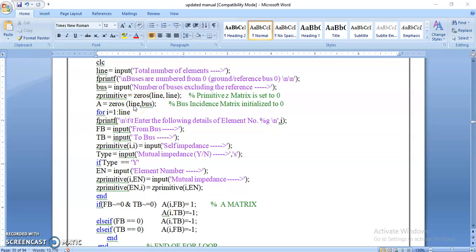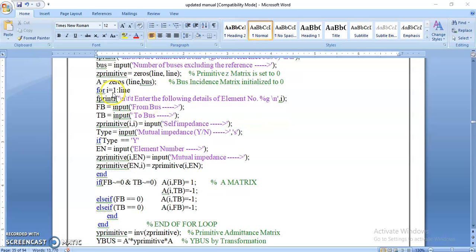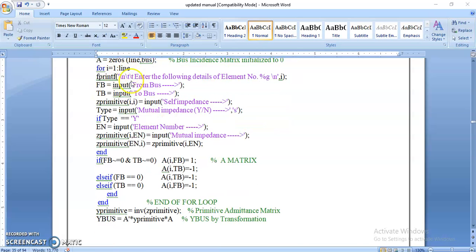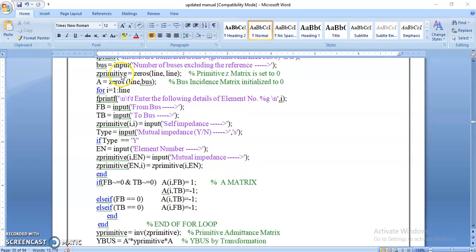So A, what is that? A is element versus node, here element versus bus. And the for loop you have to use for line, it will count 1 2 3 4. So it starts with the first element, line number 1, 1 to 2, 1 to 3, and so on, where this loop will end. Once it reaches the number of elements, it will complete as per the problem.